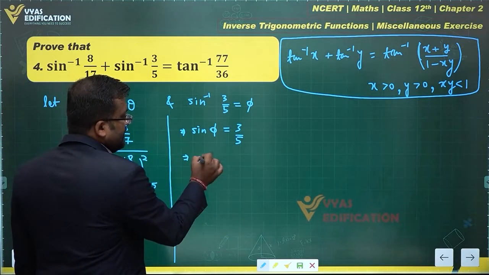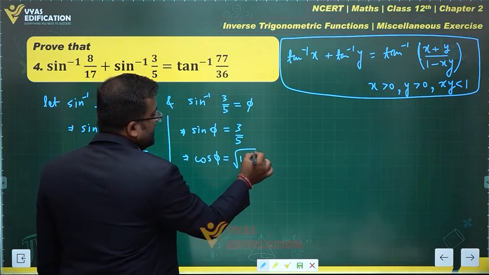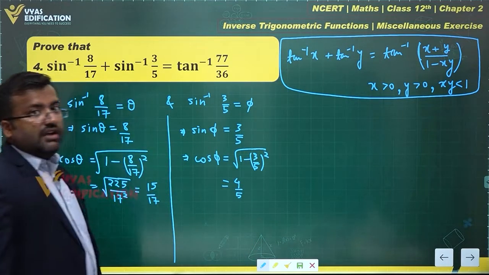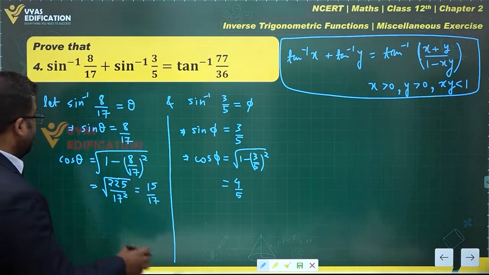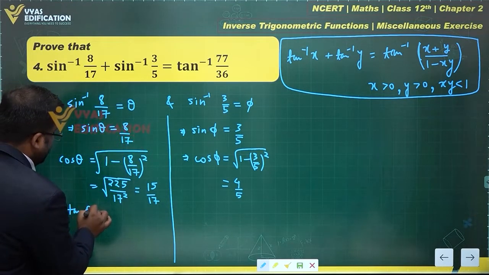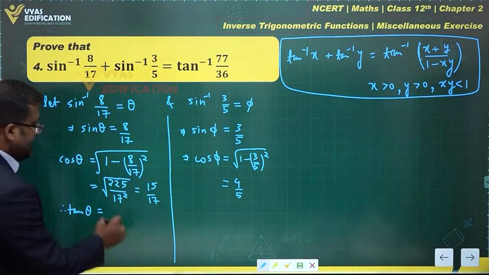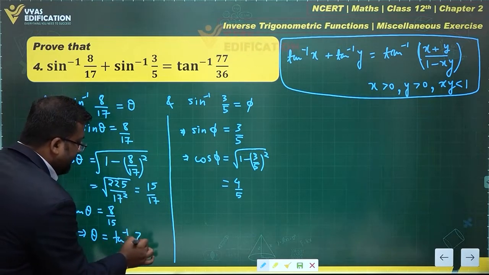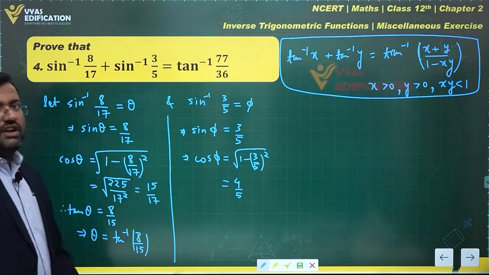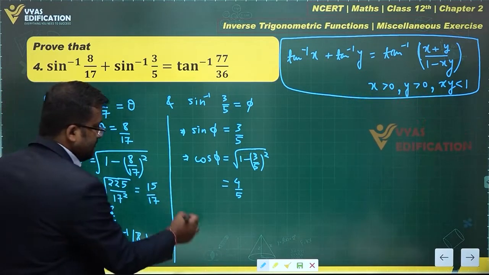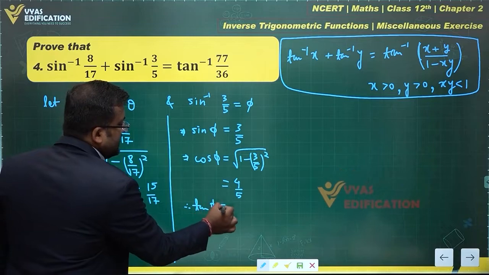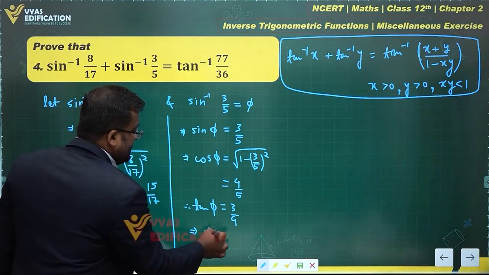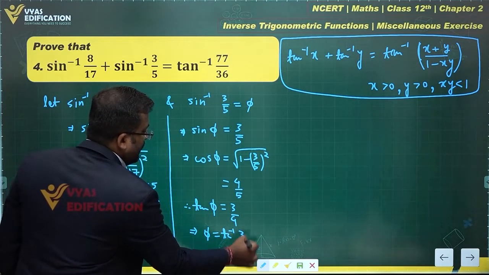What about this? This gives me cos phi is equal to under root of 1 minus 3 by 5 whole square, which is pretty simple. This is 4 by 5. And once we have found cos theta and sin theta, you can find tan theta. Tan theta is equal to this upon this, which is 8 upon 15, giving me theta is equal to tan inverse of 8 by 15. This is the value of theta, right? What about this one? Therefore, tan phi is 3 upon 4, that is sin phi upon cos phi. And this gives me phi is equal to tan inverse 3 by 4.